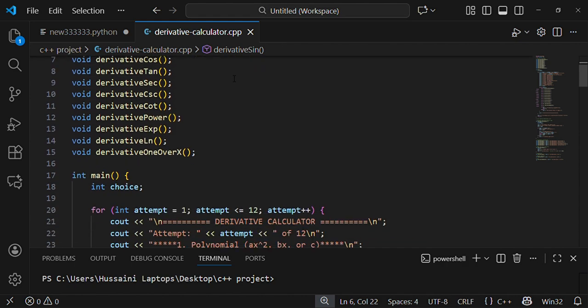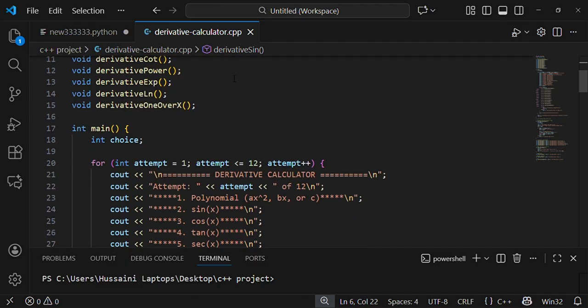Now from here I already call the functions. I made the function prototypes in this, which I use for void, and then I start my whole code from int main, where I declare the data type int and declare the variable choice.